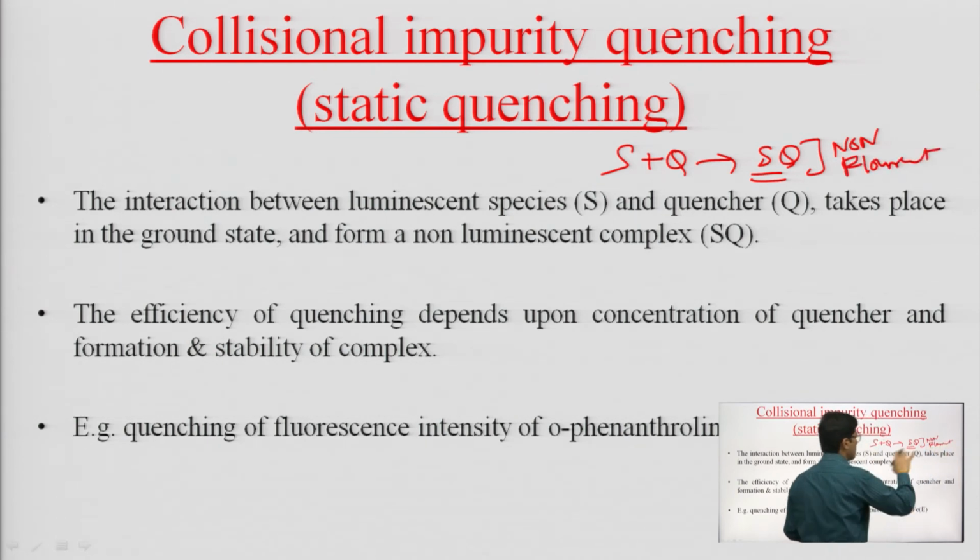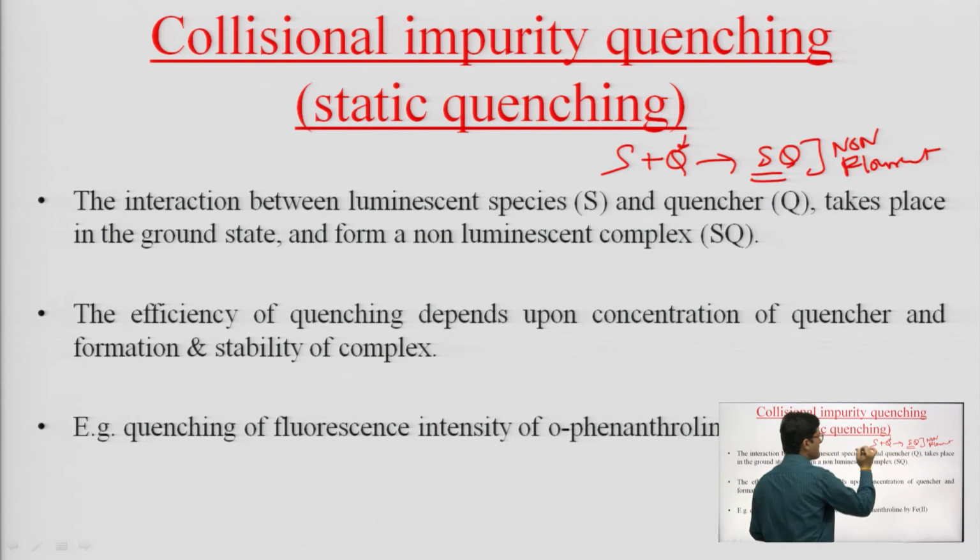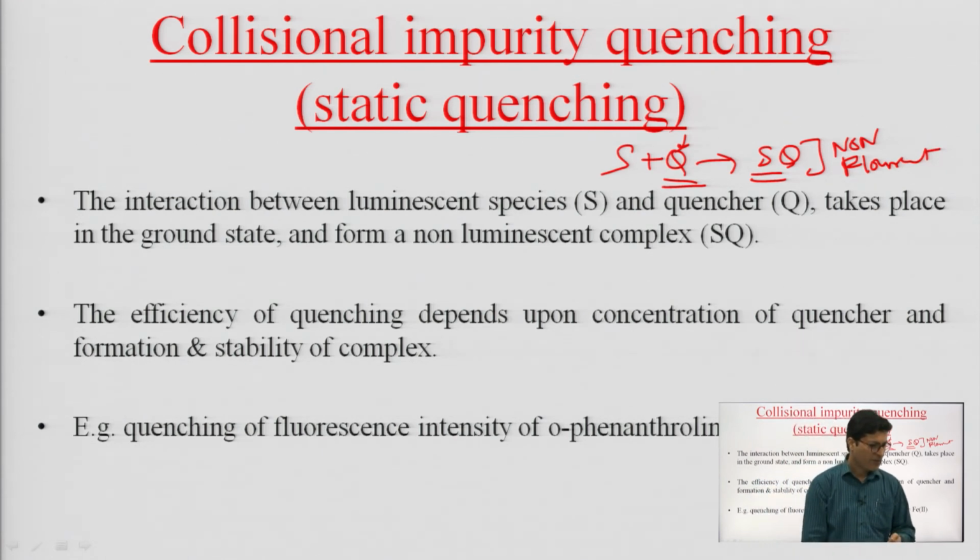So, in this case Q will be called a quencher. The efficiency of the quenching mainly depends upon the concentration of the quencher, that is, how much quencher is present in the solution. So, if we increase the quantity of the quencher, that particular impurity or non-analyte substance, it may either decrease or abolish the fluorescence intensity and cause the quenching effect.